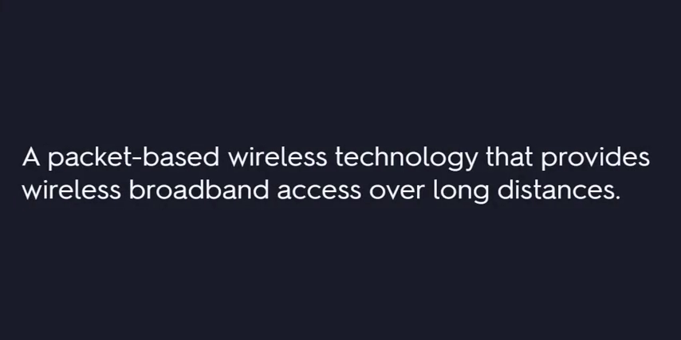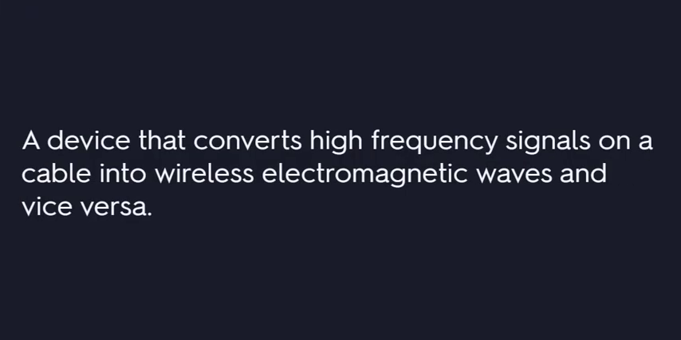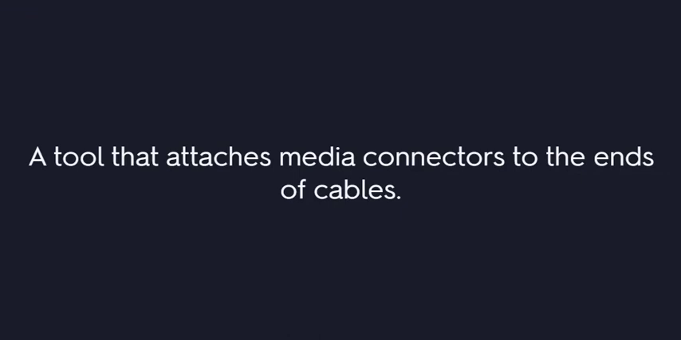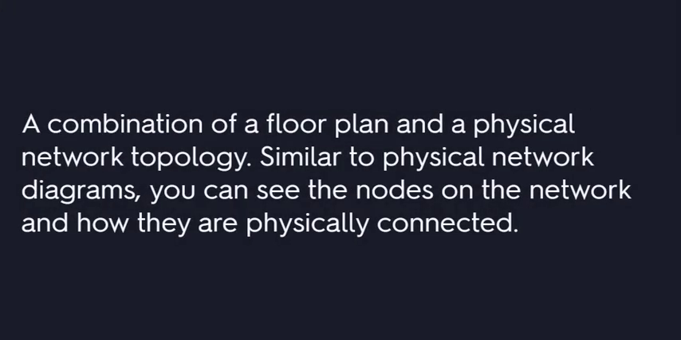A packet-based wireless technology that provides wireless broadband access over long distances. WiMAX. A device that converts high-frequency signals on a cable into wireless electromagnetic waves and vice versa. Wireless antenna. A group of configuration settings within Windows operating systems that control the overall security behavior of a device. Windows security policy. A tool that attaches media connectors to the ends of cables. Wire crimper. A combination of a floor plan and a physical network topology.